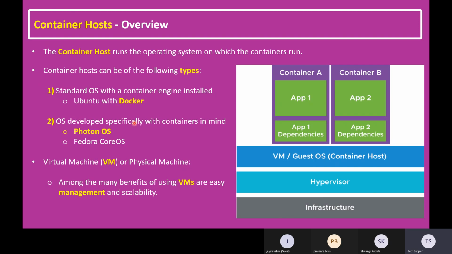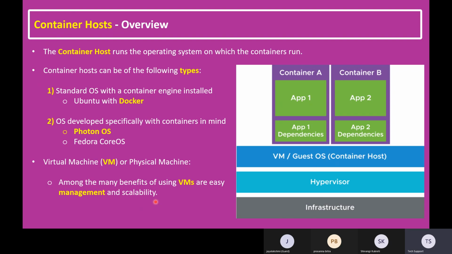And OSes developed specifically with containers in mind. There are some specific OSes for the Docker concept, that is the Photon operating system and also Fedora CoreOS. Photon is also used by VMware, and Fedora CoreOS is a third party operating system. And you can run this container host on either a virtual machine or a physical machine. Among the many benefits of using VMs are easy management and scalability. So VMware also recommends that you always run your container host or Docker host at the virtual machine level because of easy management and scalability.